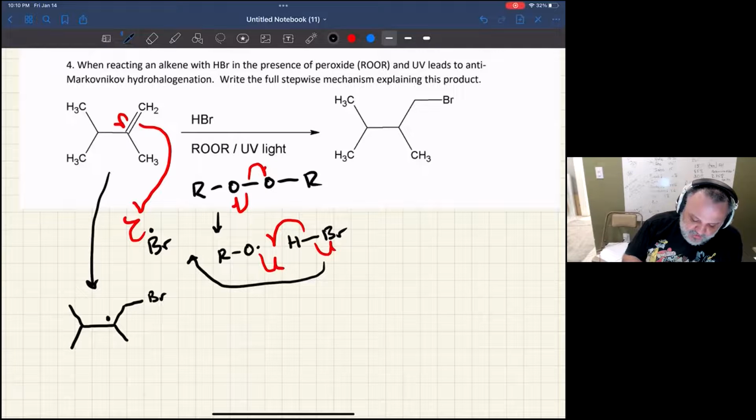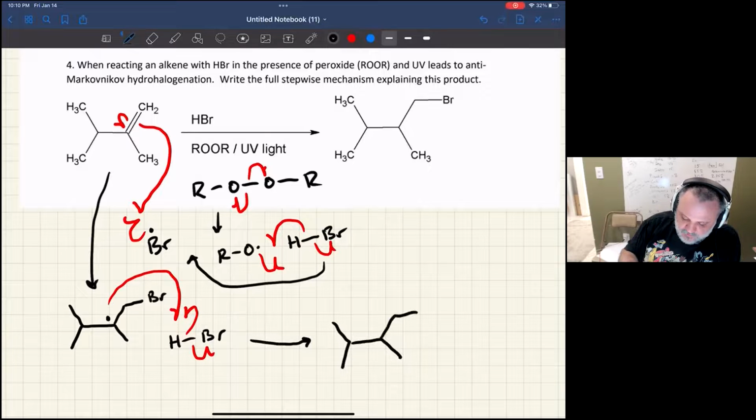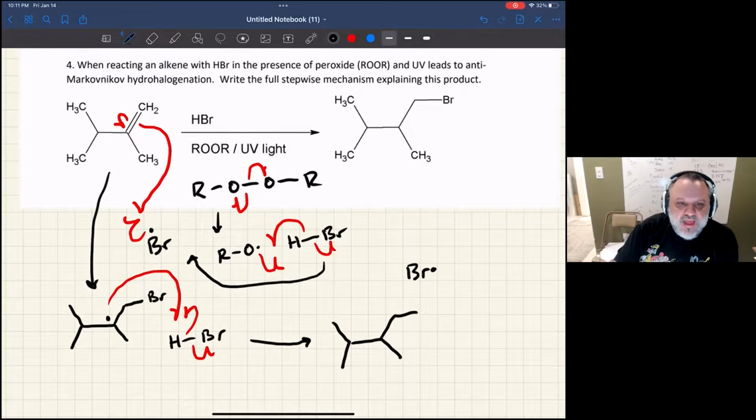Okay, and so now we've got an HBr that can come around, and this again is just another propagation step. I can make a bond with the hydrogen, and that can actually form my final product. And then I've got another Br around that can go in and do some more reacting.